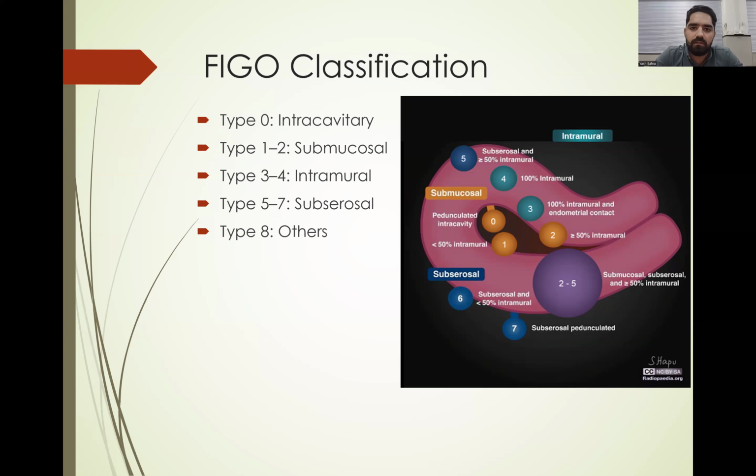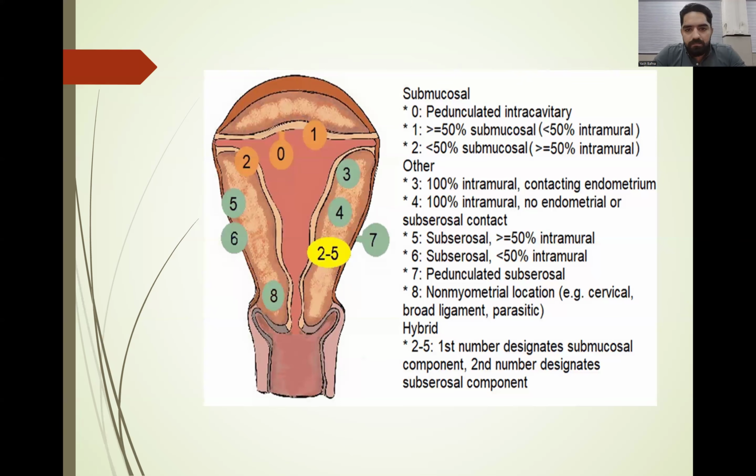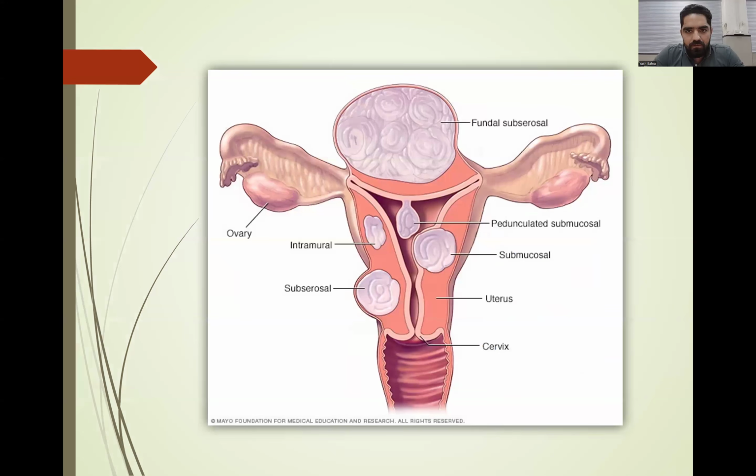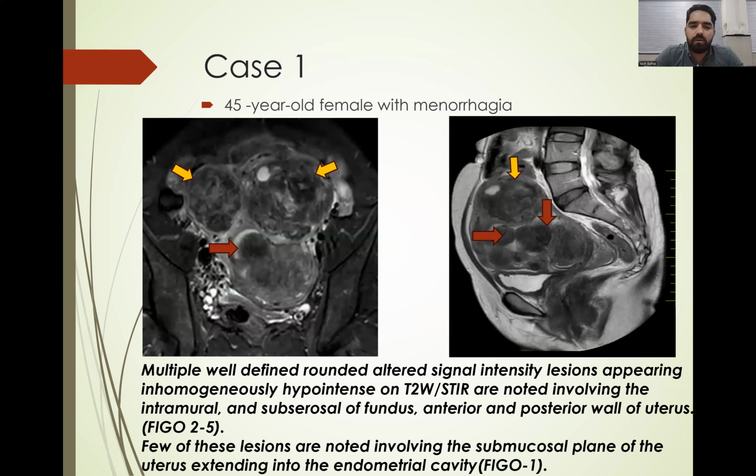Type 5 to 7. Type 5 is subserosal and greater than 50% intramural. Type 6 is greater than 50% subserosal and less than 50% intramural. And type 7 is subserosal pedunculated fibroid. Type 8 is other fibroids like broad ligament fibroid. Here are some slides of the FIGO classification of the fibroids, and next I would move on to the cases.